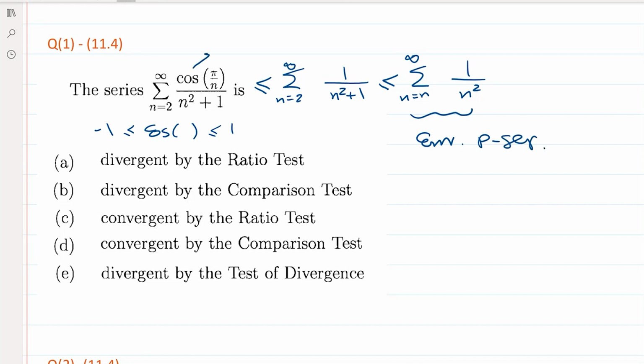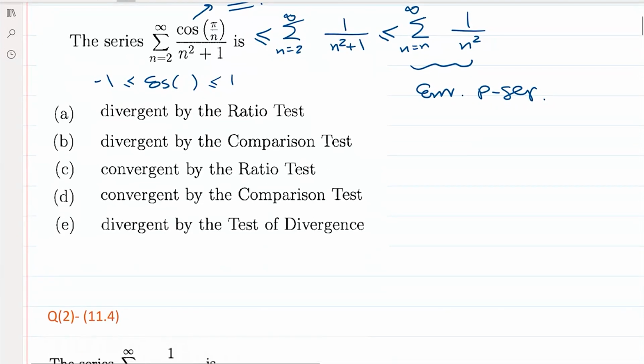So the original one will be converged. Is that clear? You compare it with something larger, and the larger one is converged, which means the smaller one will be converged, which means the answer will be D. The answer here is D.